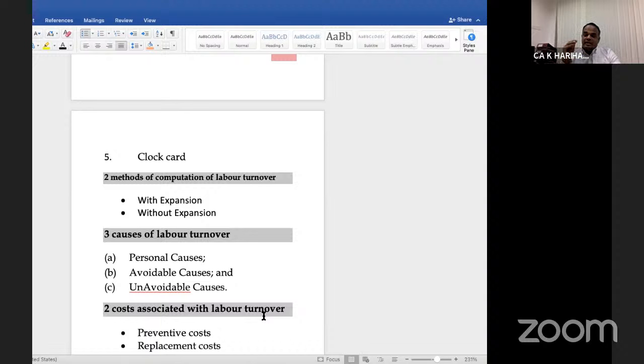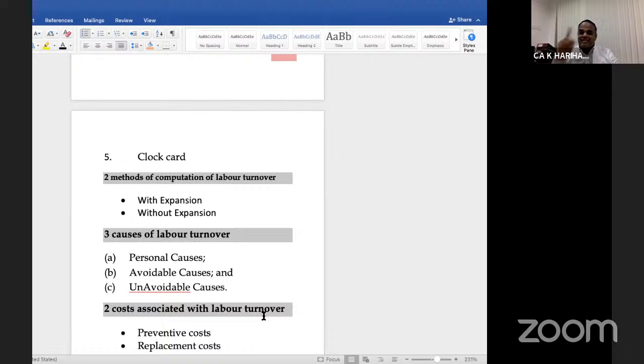They ask you to compute only the labor turnover. It is your duty to identify whether it is with expansion or without expansion, and accordingly adopt one of the different sets of formulas. Understand the logic? How do we identify which? If I am going to expand my business, then I need additional workers. So whenever new recruitments are there in the question, we have to solve the problem by way of with expansion, else without expansion.